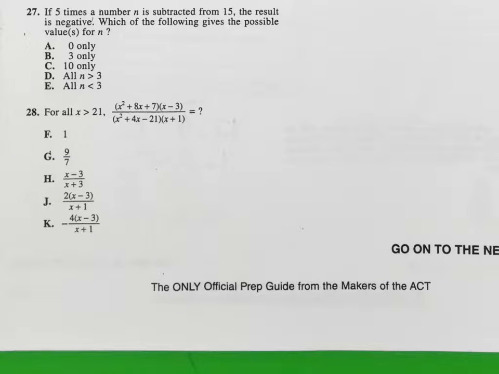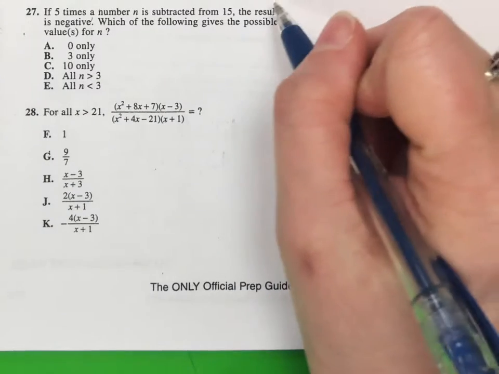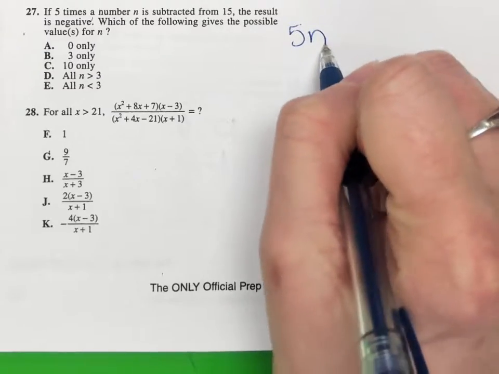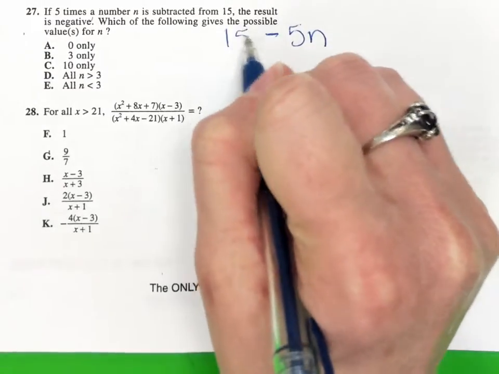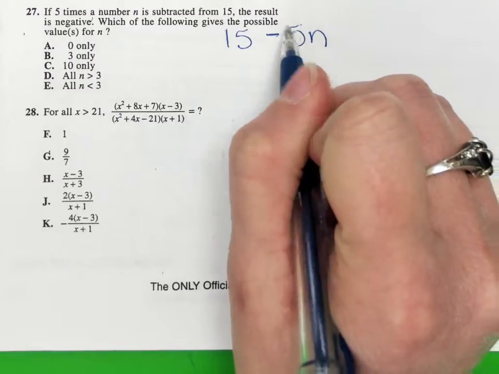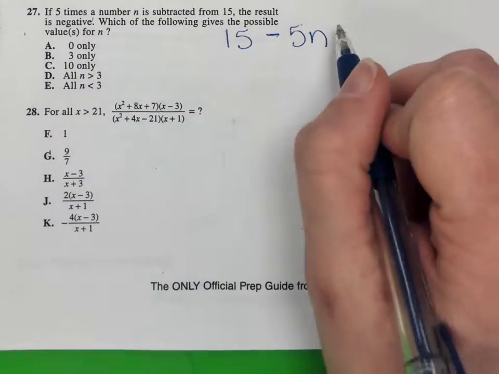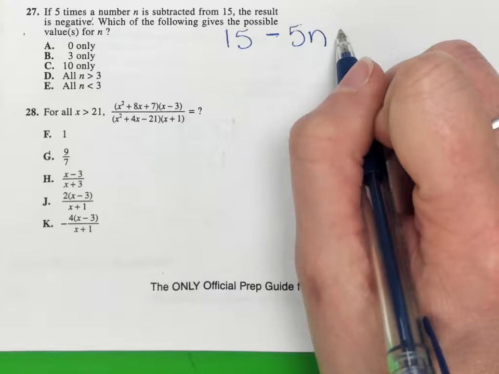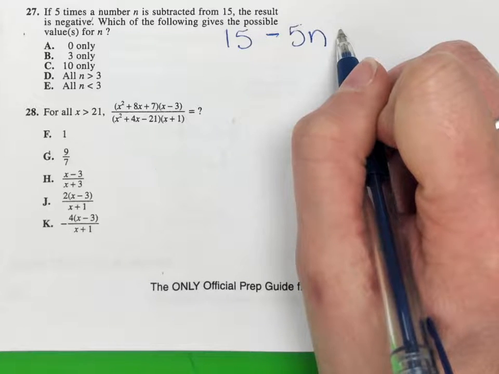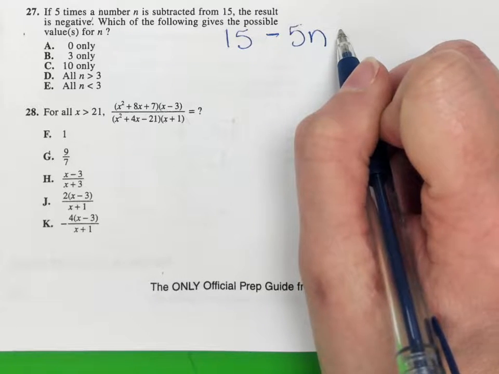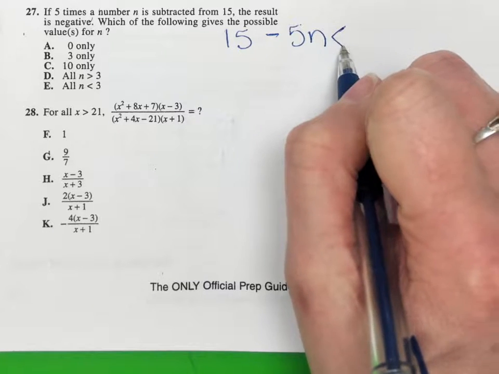You'll take 27? Okay. 5 times a number n. So how do I say 5 times n? 5n, right? Okay. And that is being subtracted from 15, so you got to do it backwards. All right, so the result is negative. So, guys, if it's negative, does that mean it needs to be less than or greater than for negatives? Less than. There you go.